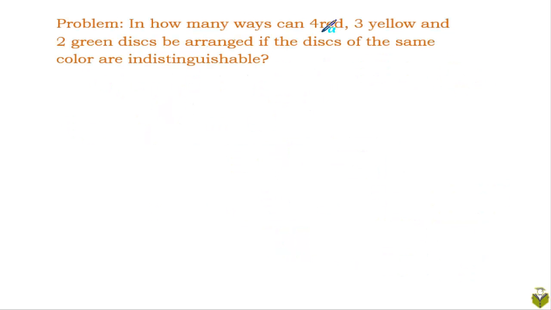In how many ways can 4 red, 3 yellow, and 2 green discs be arranged if the discs of the same colors are indistinguishable? So this means that 4 red discs are similar to each other, and 3 yellow are also similar to each other, and 2 green are also similar to each other. So this is something you should solve. Instead of looking at alphabets now, we are looking at discs, but the solution will be very similar. So that's the only thing I will say. Just look at the discs as objects now instead of the alphabets.